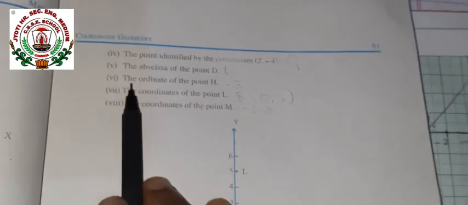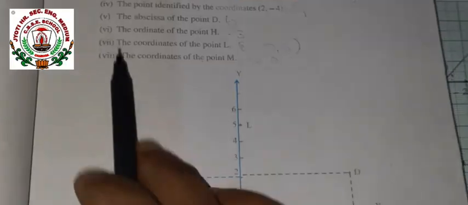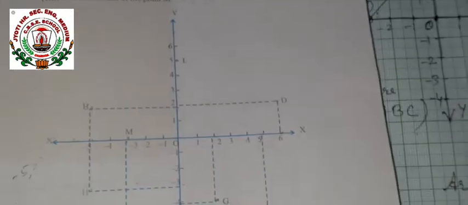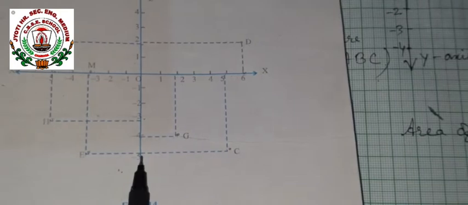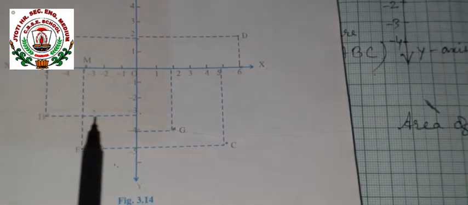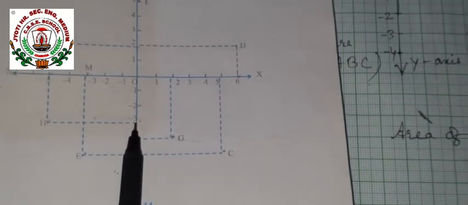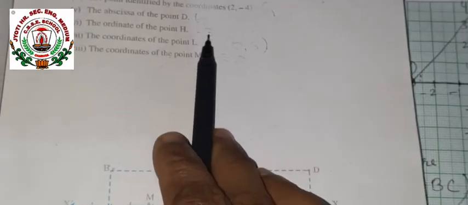Okay. Same way the ordinate of the point H. Where is H you see? Ordinate means y-axis. First see where is H. Now y-axis means vertical line we will see. So this H point where it is touching the vertical line? At minus 3. So the answer will be the ordinate of H is minus 3.